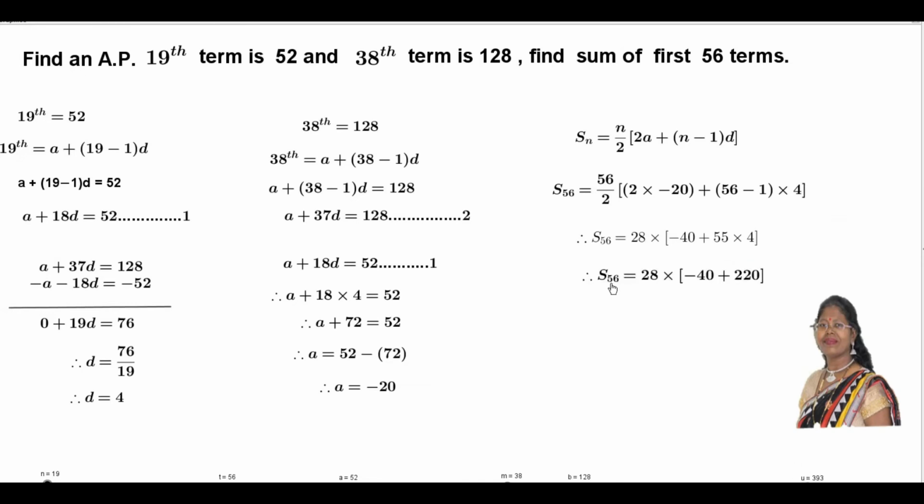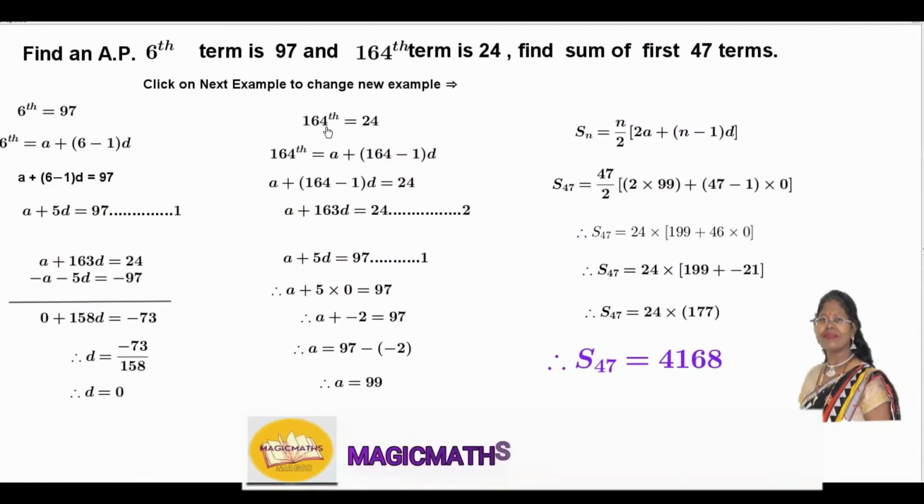Then S56 is equal to 28 into (minus 40 plus 55 into 4, which gives 220). Then S56 is equal to 28 into 180, because minus 40 plus 220 is equal to 180. Multiplication of 28 and 180 is equal to 5040. Therefore S56 is equal to 5040. Finally we find the sum of first 56 terms. In this way we can solve many examples.